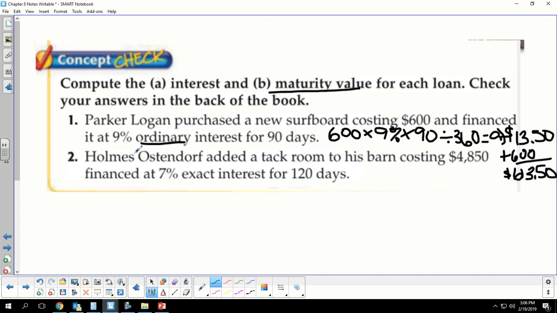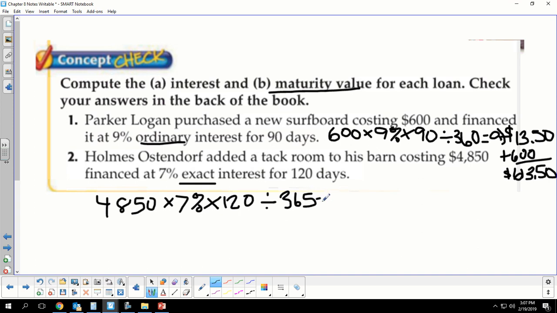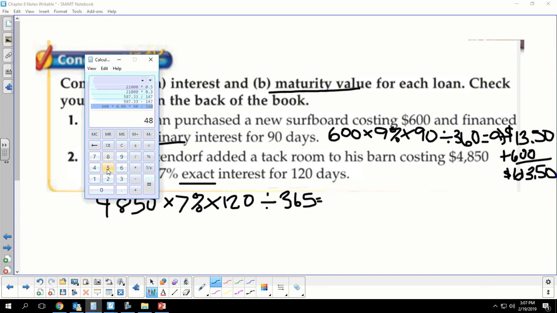Okay. Number 2, Holmes Ostendorf added a tack room to his barn, costing $48.50, financed at 7% exact interest for 120 days. And we're going to divide that by 365 because it's exactly the number of days in the year. So that's $48.50 times 7% times 120 divided by 365.